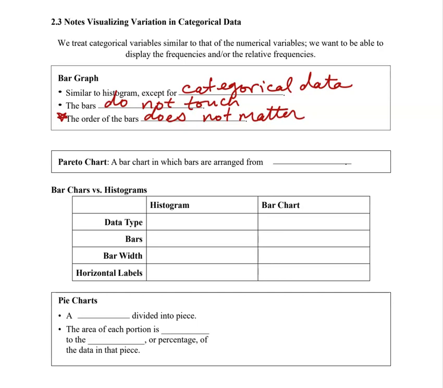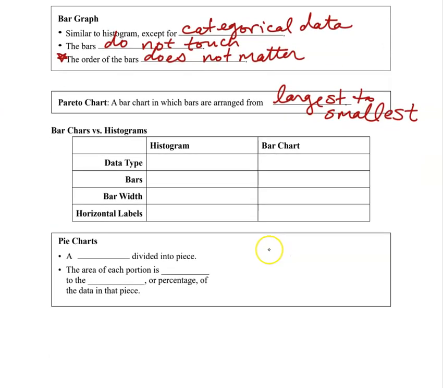Now, there is one exception to that, and that is called a Pareto chart. A Pareto chart is a special type of bar chart in which the bars are arranged from largest to smallest, so in descending order, in other words. Sometimes researchers will write it that way so that you can see which one is the tallest bar pretty easily.